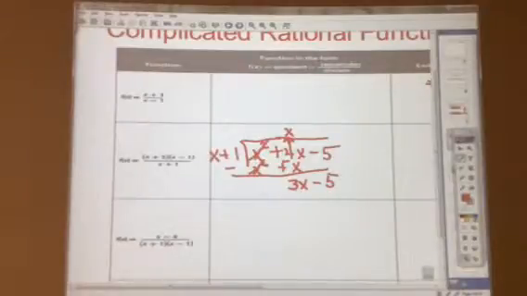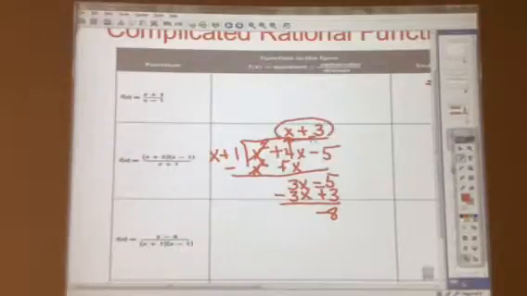How many times will x go into 3x? 3 times. 3 times x is 3x. And 3 times 1 is 3. Change your signs. Negative 8. We have not had a quotient that looked like this. Okay? We haven't had a quotient that looked like that.